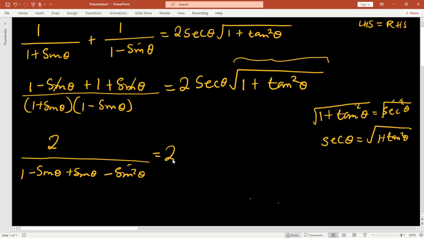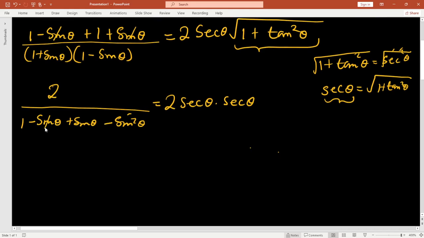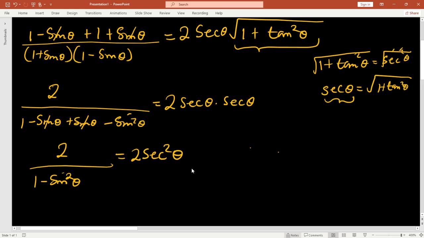So this is equal to 2 sec theta. Then we said that where there's this term, we just substitute with this. So 2 sec theta. Okay. So now below, a negative sine function will cancel out with a positive sine function. Then you're left with 2 divided by 1 minus sine squared theta equal to 2, and sec theta by sec theta, I get 2 sec squared theta.